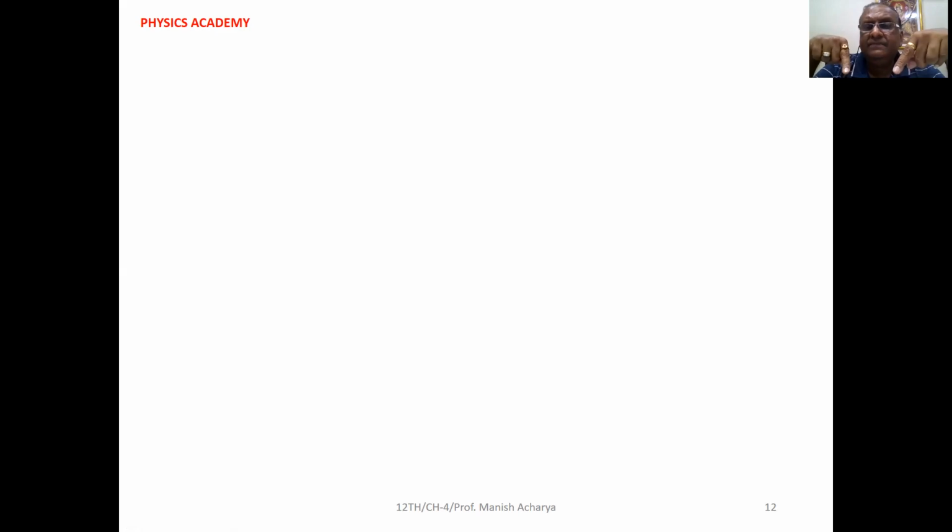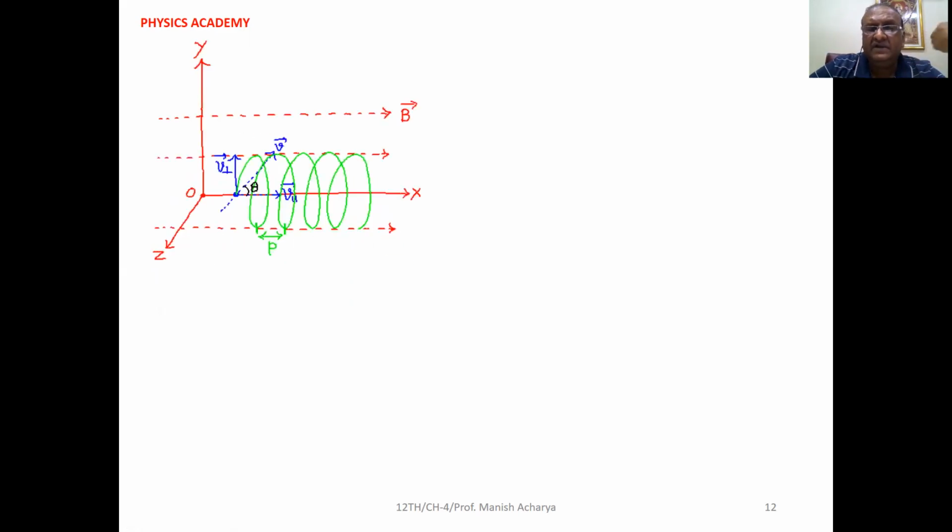But suppose the velocity of the charged particle is at some angle theta with respect to the magnetic field. See the figure. Suppose, as shown in the figure, the uniform magnetic field is in the x direction, and a charged particle enters this magnetic field with velocity v at some angle theta with respect to magnetic field B. Then here we have to take two components of velocity v.